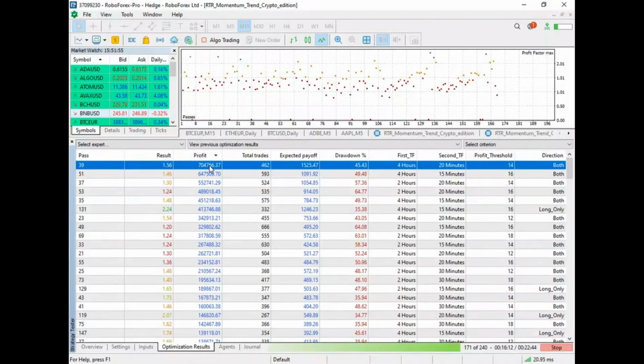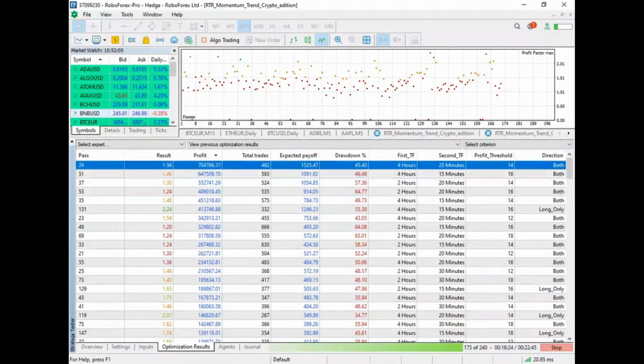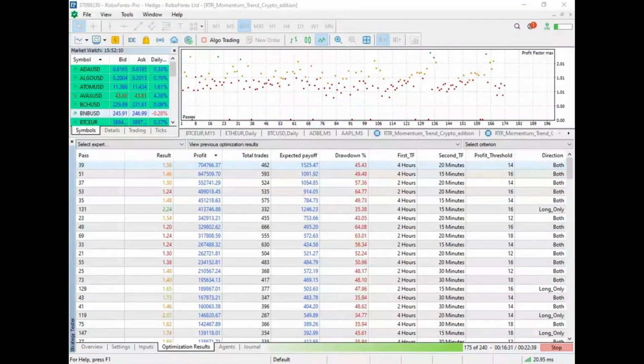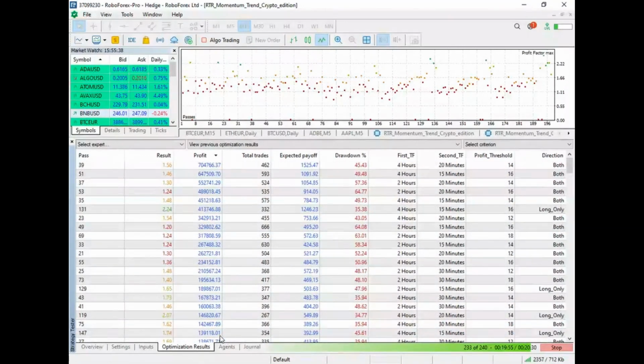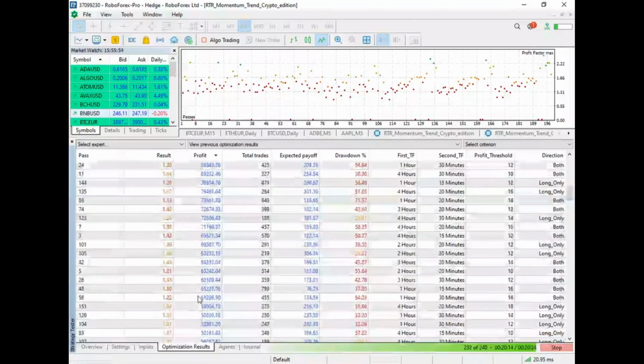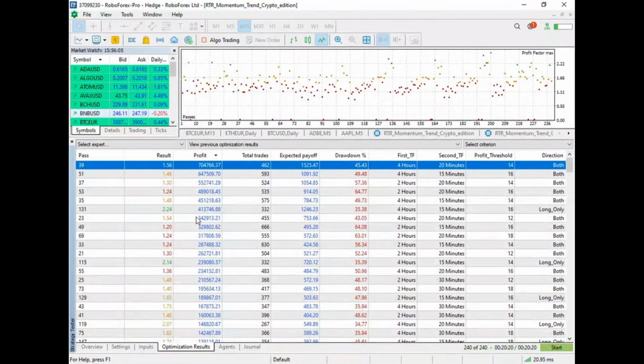Are we going to get a better result than this top result here? Got about 70 passes to go. We're at 173 out of 240. Okay, so 235 passes out of 240. We're coming to the end of this optimization of Ethereum. The top result remains at about $700,004, about 70 times the capital.